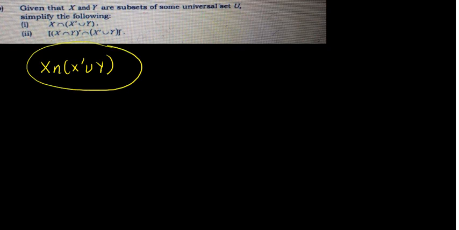Given that x and y are subsets of some universal set U, simplify the following. First one is x intersection x complement union y. If you look at this one, first thing that should come to your mind is what should we do? Now, when you've got such situations, you need to think of the laws that you know: distributive law, commutative law, associative law, De Morgan's law, difference law. So in this case, we're going to use the distributive. So I'm going to distribute x complement to this one and also to this one.